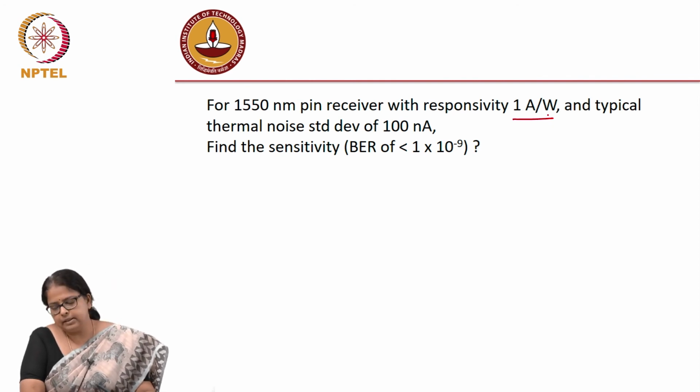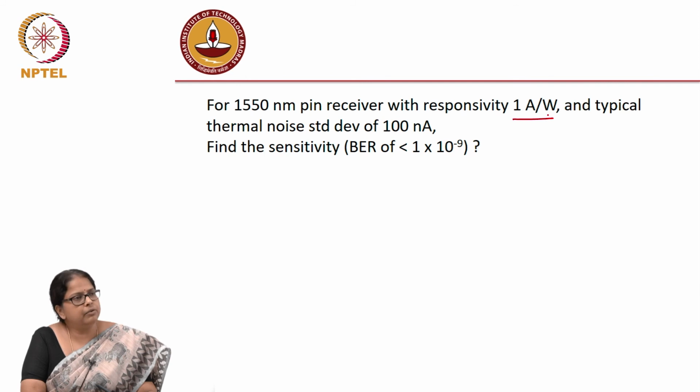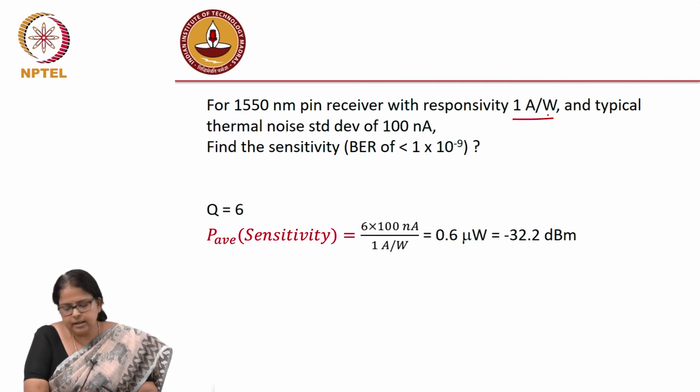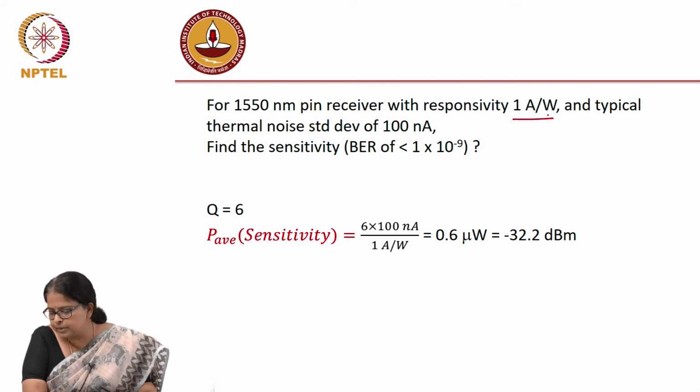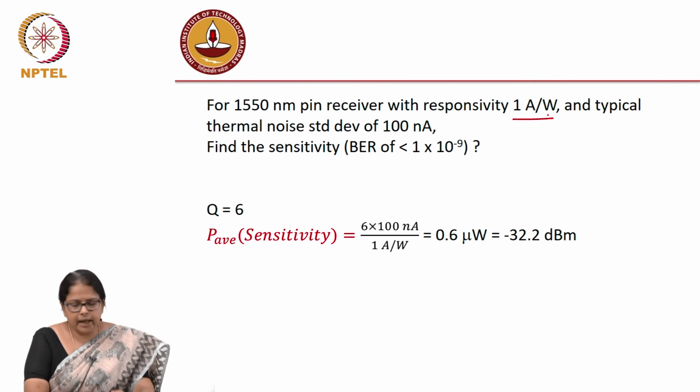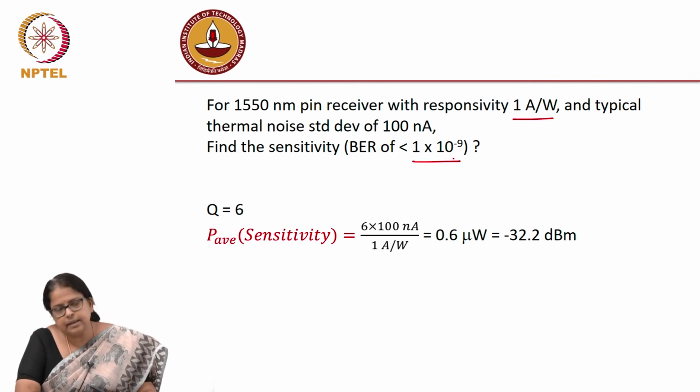So, what is the sensitivity if you were to have a BER of less than 1e minus 9, which means the required Q is at least 6. So, if the required Q is equal to 6, then the sensitivity is, you just follow the same formula. It is a very simple substitution. You say that minus 32.2 dBm is the power required at the receiver, so that I can get a BER of 1e minus 9. Why is this number important?